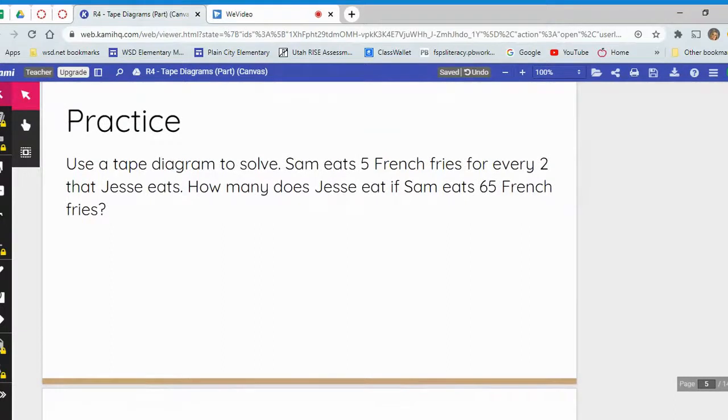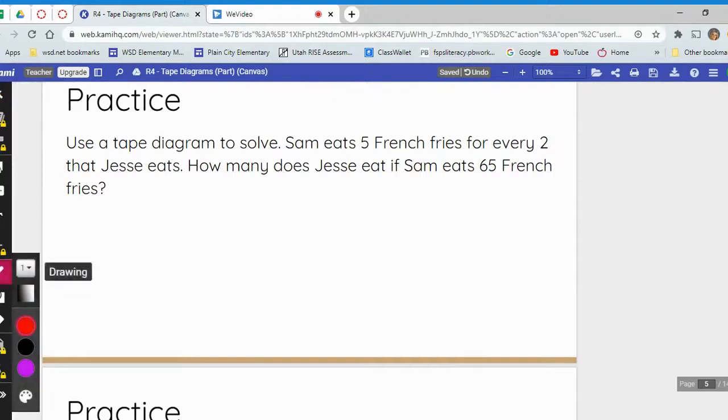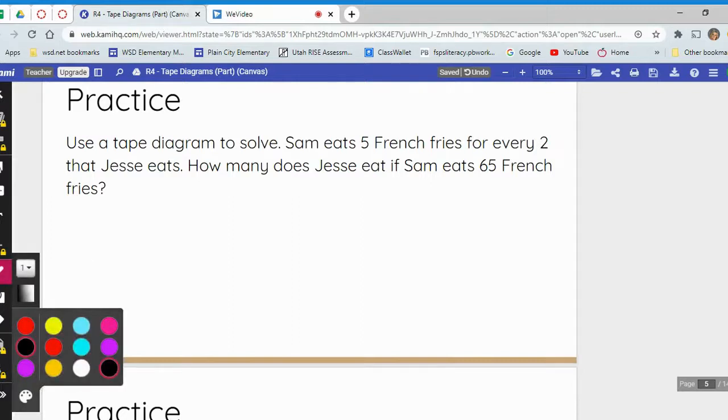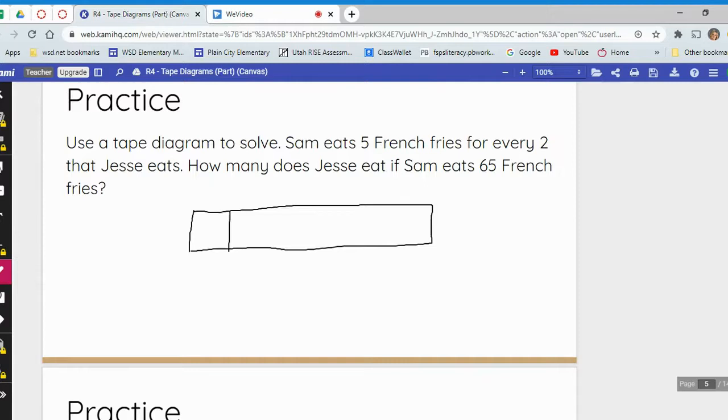Okay, let's try another one. Use a tape diagram to solve. Sam eats 5 French fries for every 2 that Jesse eats. So we have a "for every," right? It's helping us to know that we have a ratio here. So we have 5 French fries for Sam, right? For every 2 that Jesse eats.